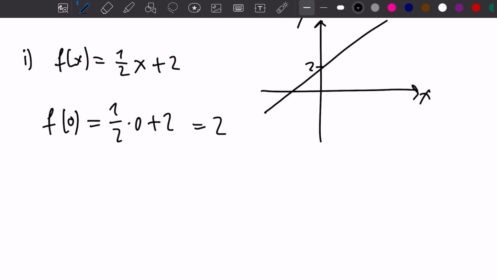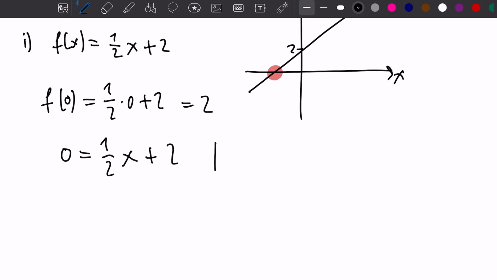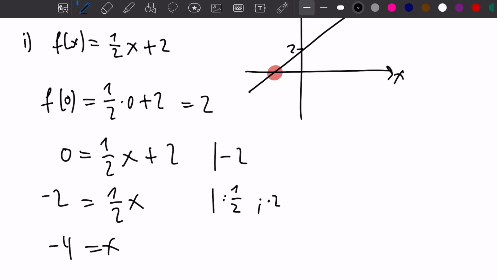And for this point here, we need to set the function equal to 0. So 0 equals 1/2 x plus 2. So that gives us minus 2 equals 1/2 x. Then we divide by 1/2, so minus 4. Dividing by 1/2 is the same as times 2. Good, so this here is at -4.